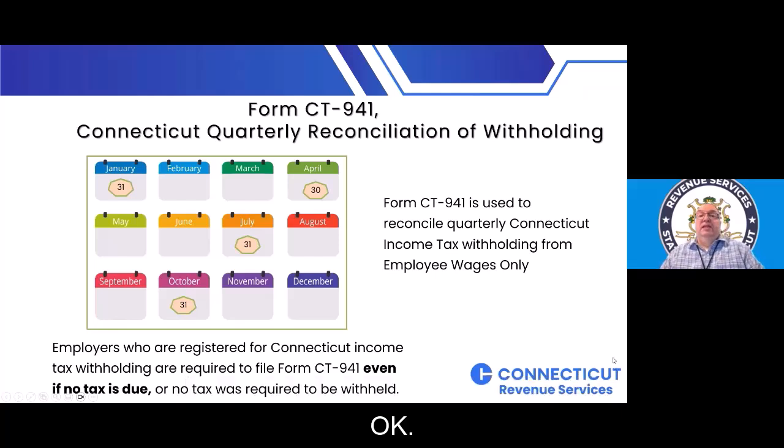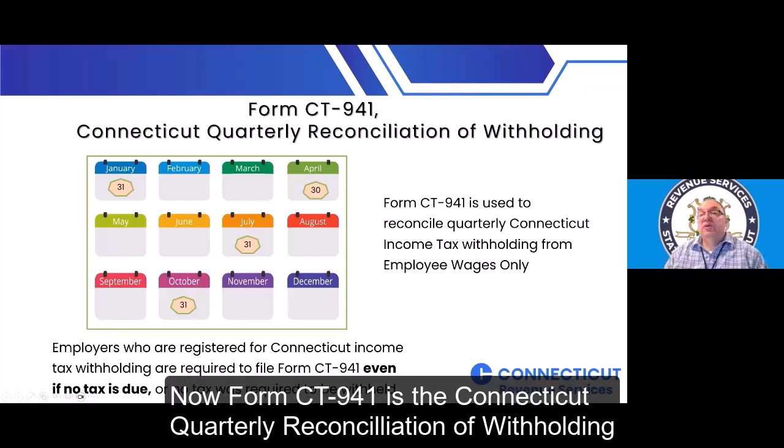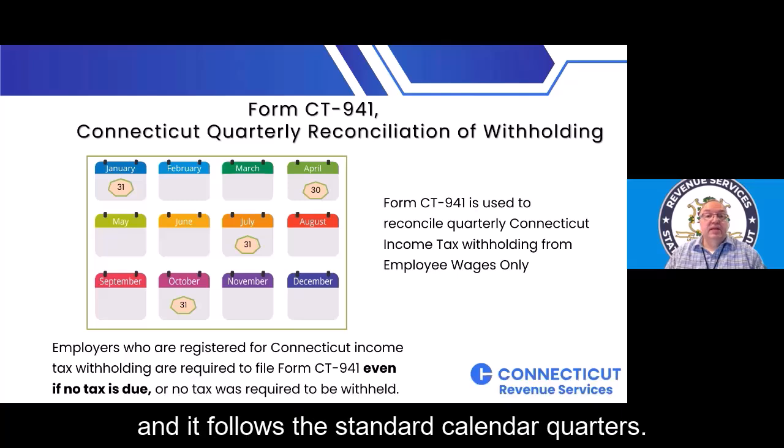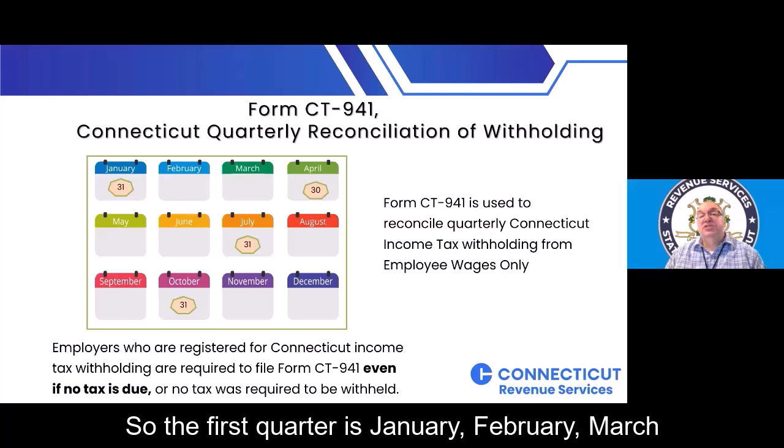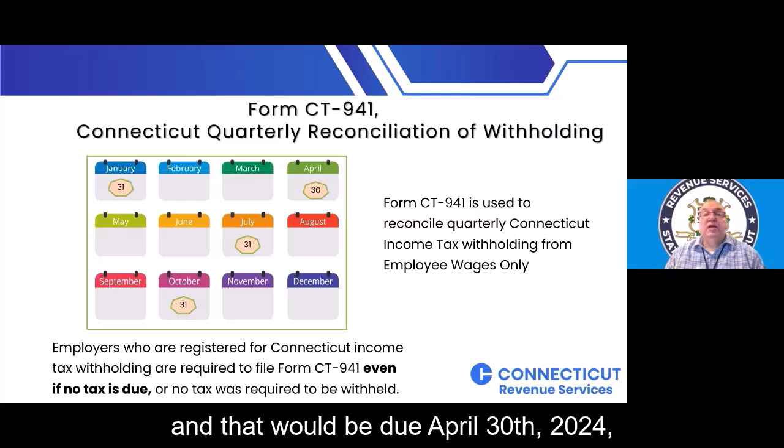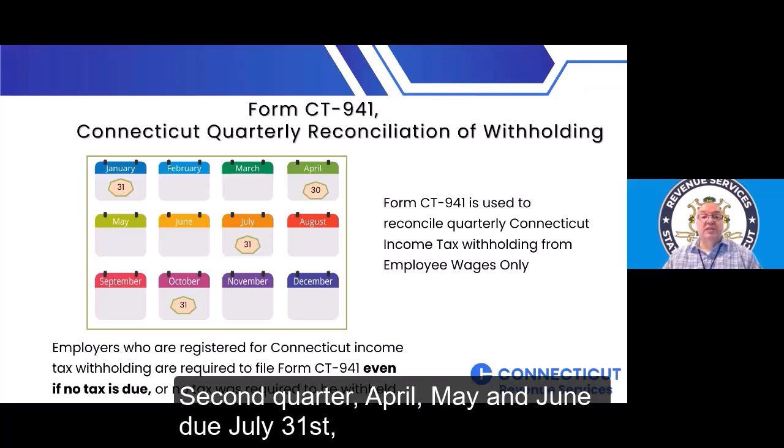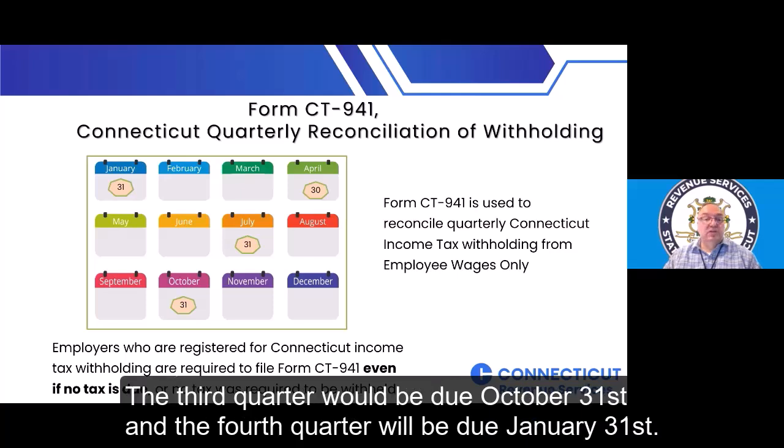Now, the form CT-941 is the Connecticut Quarterly Reconciliation of Withholding. It follows the standard calendar quarters. So the first quarter is January, February, March, and that would be due April 30th, 2024. Second quarter, April, May, and June, due July 31st. The third quarter would be due October 31st. And the fourth quarter would be January 31st.